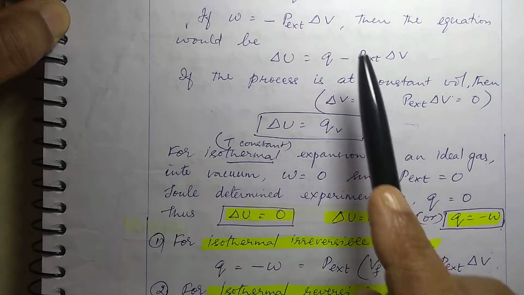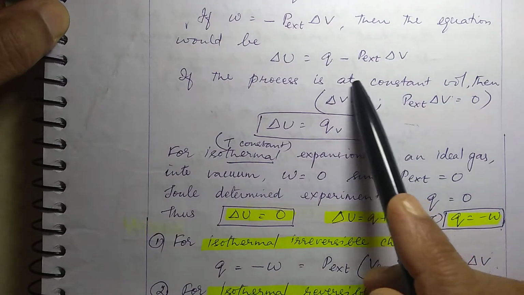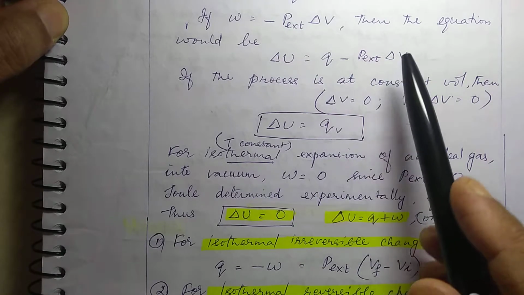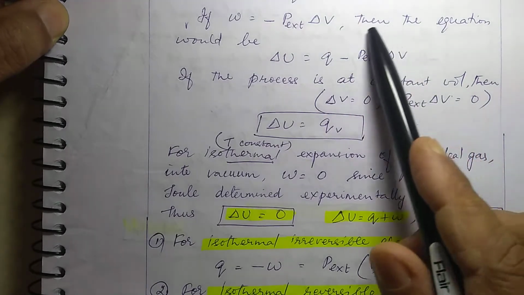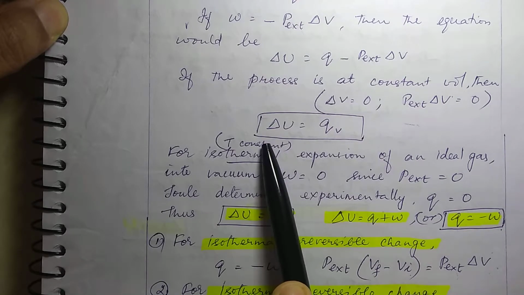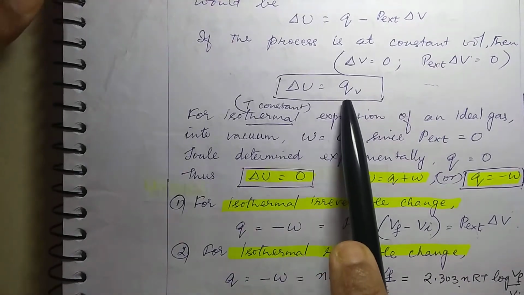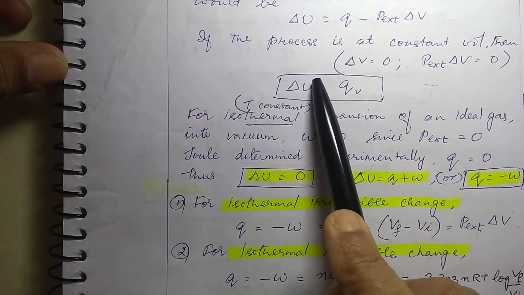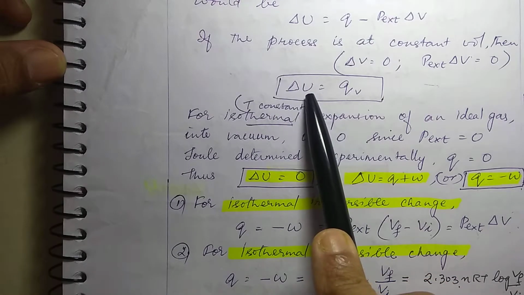Now, if the process is taking place at constant volume, it means what? Delta V is equal to 0. And if delta V is 0, then the product of P external into delta V will also become 0, right? So your delta U will become equal to QV. That is, heat supplied at constant volume is the change in internal energy. U is nothing but internal energy, remember that.